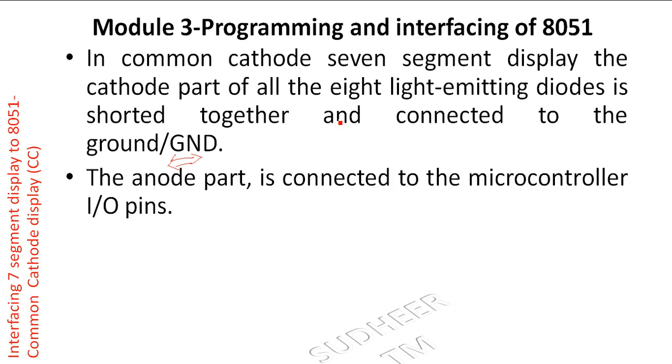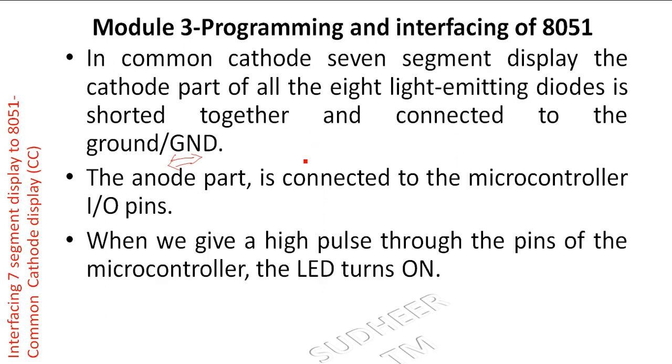The anode part is connected to the microcontroller IO ports. So here the anode of each terminal, A, B, C, D, etc. to DP, is available externally through its corresponding pins, and we can connect those pins to the microcontroller to make the corresponding LED on or off.